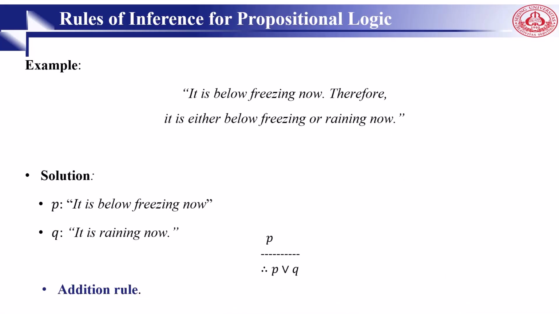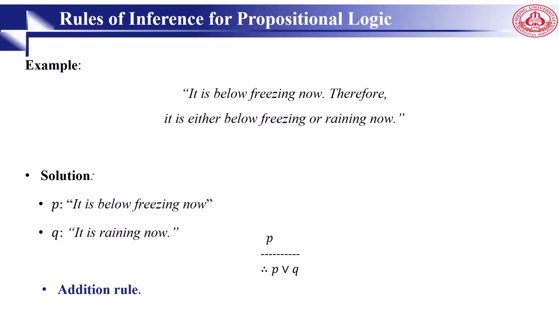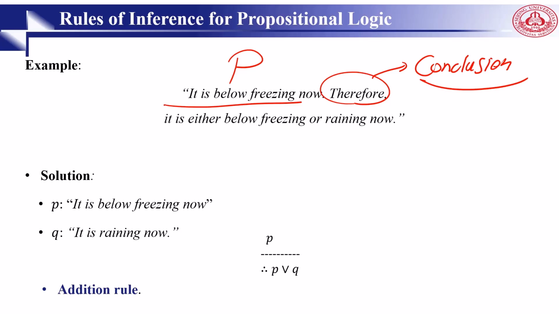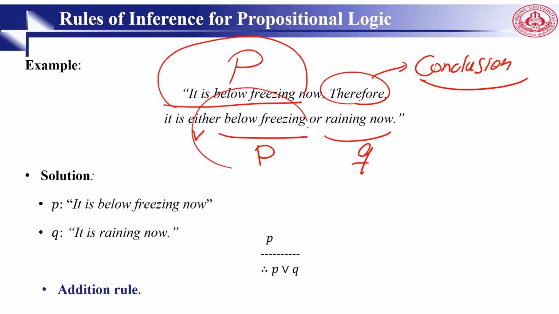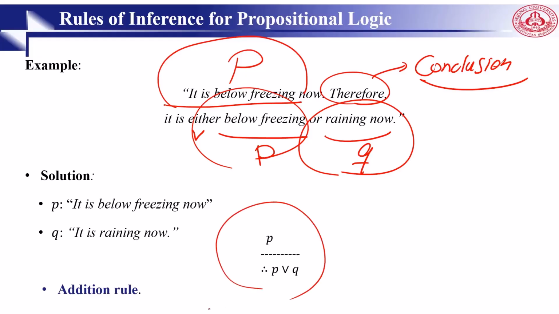Sometimes we may have the statements and we try to figure out which rule is the basis of these statements. Sometimes we want to use the rules to come to a conclusion, but some other time we have the example and we want to find the rule. Here is the example. It's below freezing now. One statement, right? It is P. And "therefore" is used for the conclusion. It's either below freezing, the same P, or raining, Q, right? So we have one statement here, two statements here. So we can come to the conclusion that this is the addition rule.